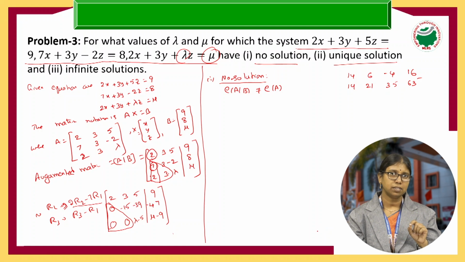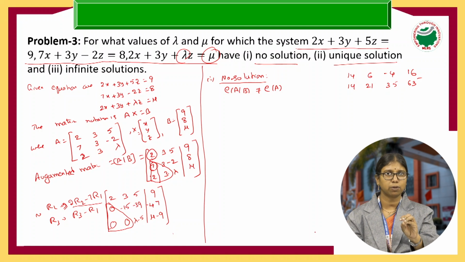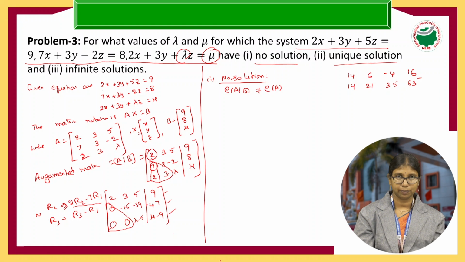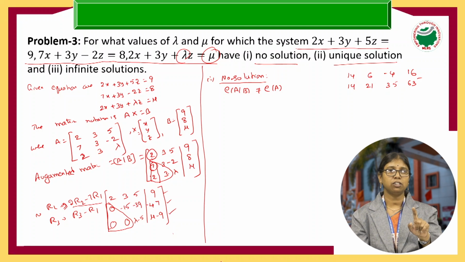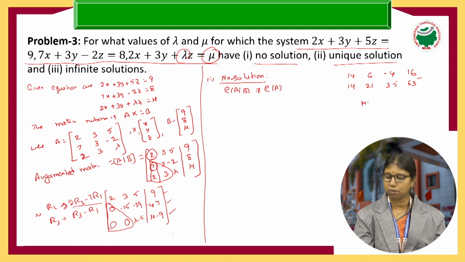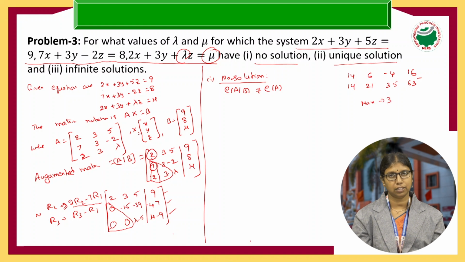See, rank means number of non-zero rows. When I use the word rank, you focus on the number of non-zero rows. So here totally I have 3 rows. So maximum possibility of rank is, that means maximum non-zero rows for this matrix is 3 only. So the maximum possibility for rank is 3.